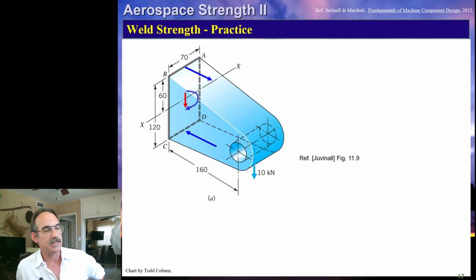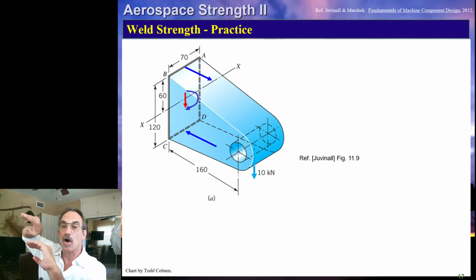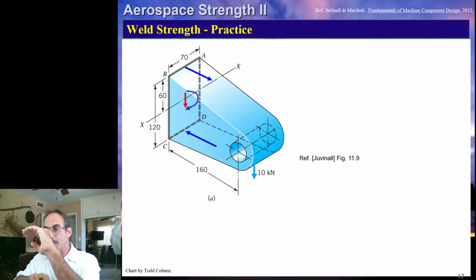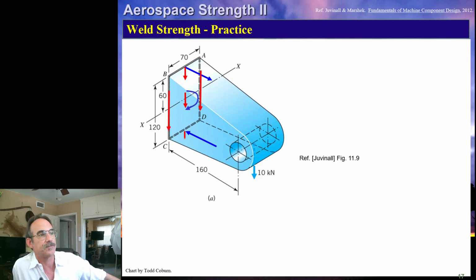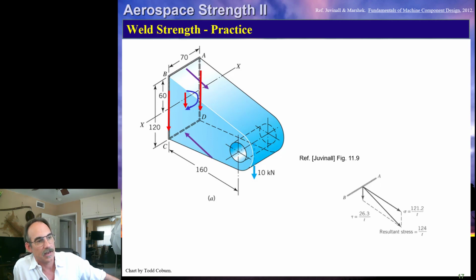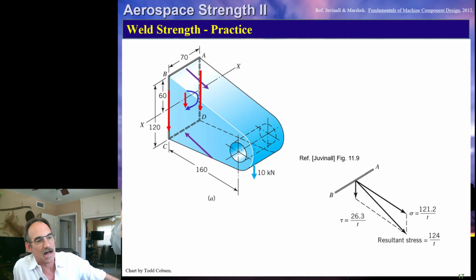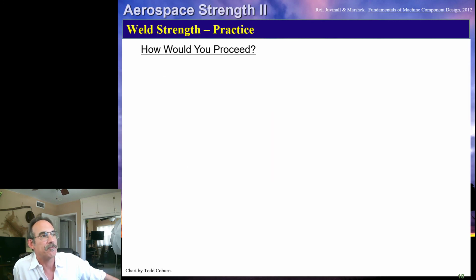Now actually the moment causes stresses all along here and all along here, and it's going to be a linear distribution between. I'm just showing the extreme values. Okay? And then that resolves into components like this. See how that works? And there's this, up at the top, how that looks.